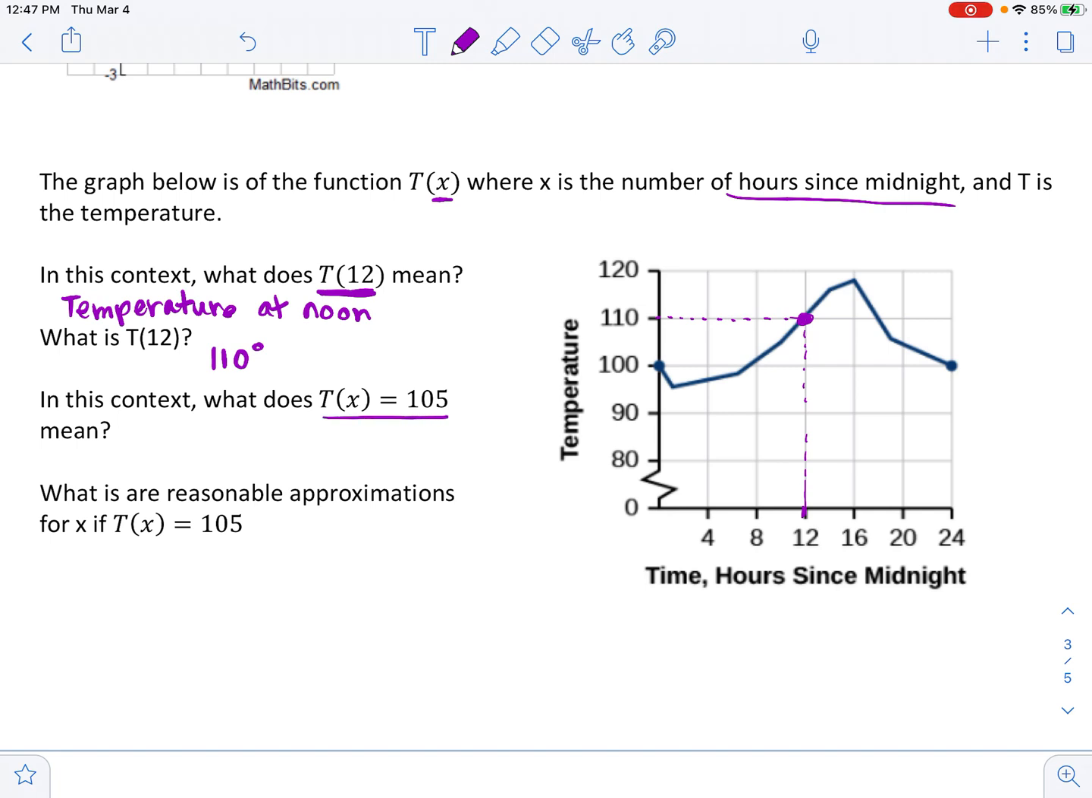In this context, what does t of x equals 105 mean? All right, well, remember, x is the hours since midnight.